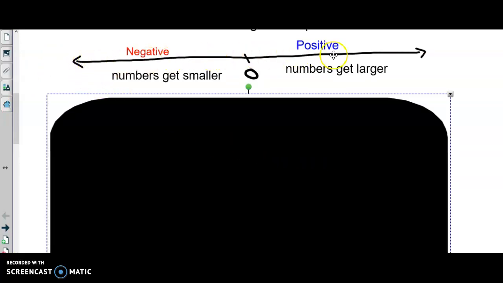So let's say we're looking at a number line. Here is 0. The numbers get larger to the right of 0, so they are positive integers or positive numbers. Numbers that are to the left of 0 get smaller as you move further away from 0, or they are negative numbers. So positive numbers are to the right of 0, and the numbers get larger. Negative numbers are to the left of 0 and get smaller the further they move away from 0.